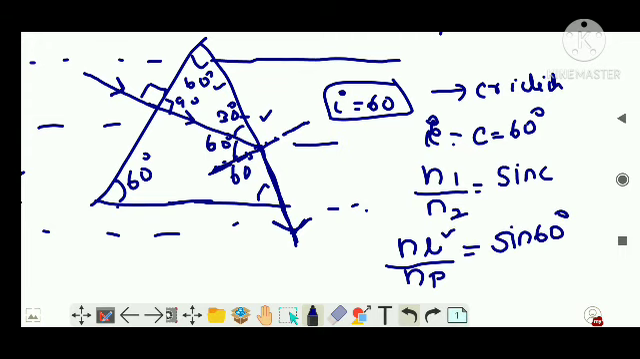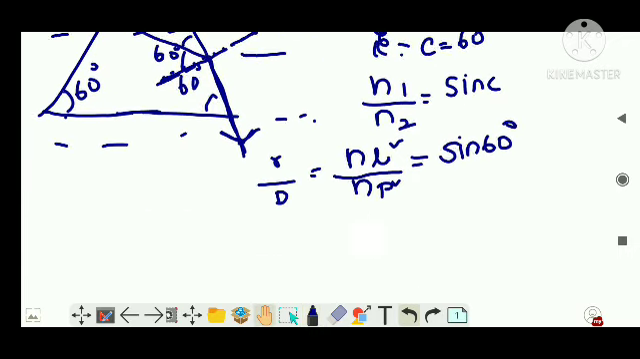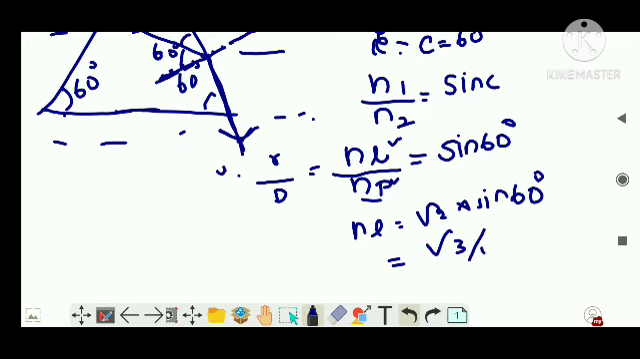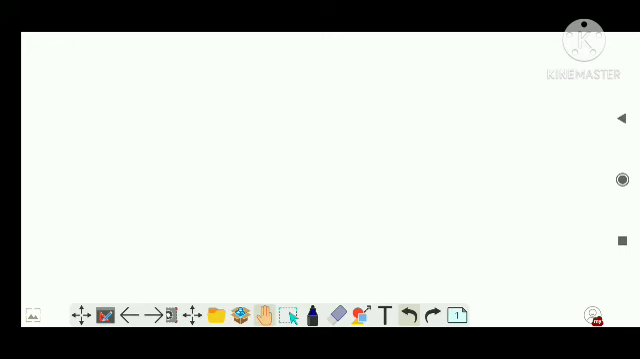Why have I written liquid? Because where the critical angle has been achieved, it is the refractive index of rarer medium by denser medium. Clear? I have told you about that. That is the lesser value by the greater value. Now N_L, what is the refractive index of prism? Root 2 into sin 60 degree, that is root 3 by 2. You will get root 3 by root 2 as the refractive index of the liquid. Clear? Now we'll go with the next section, which is circle of illumination.